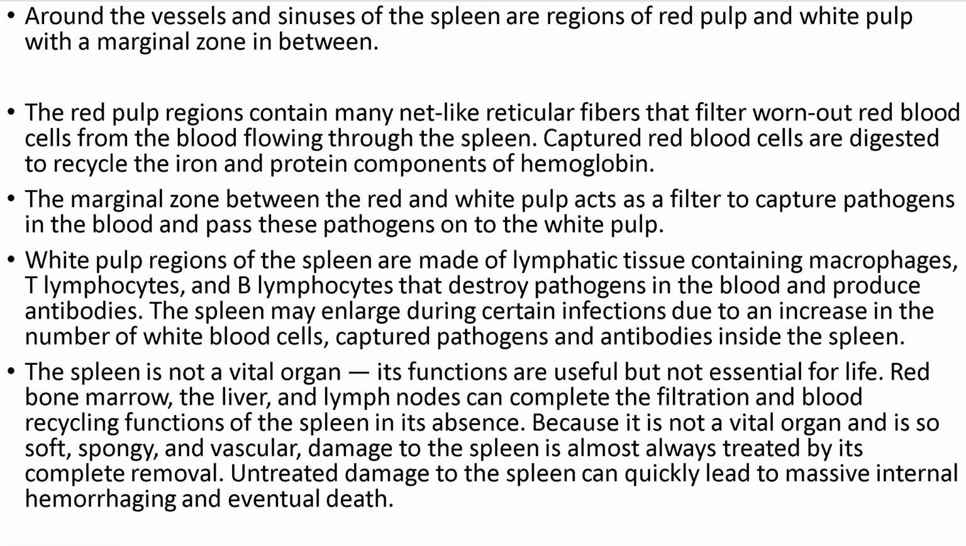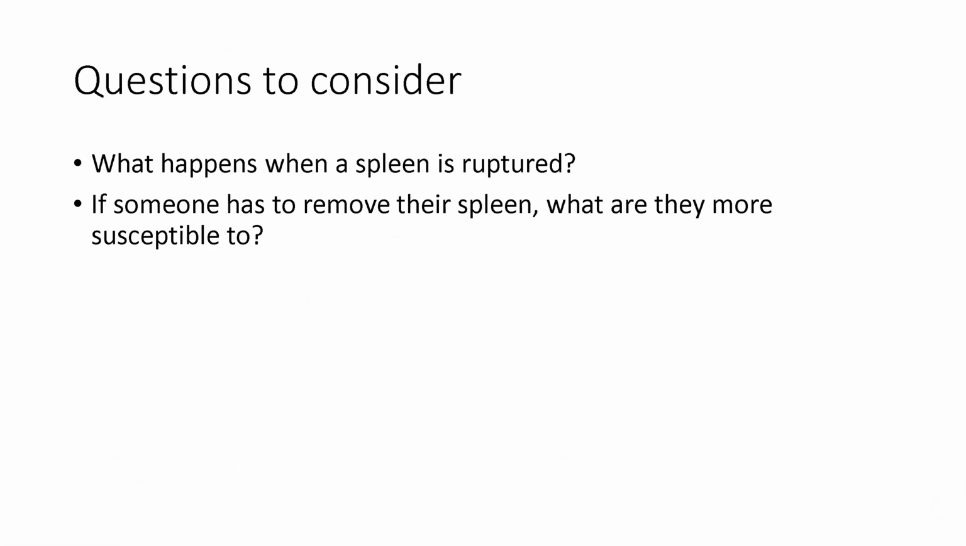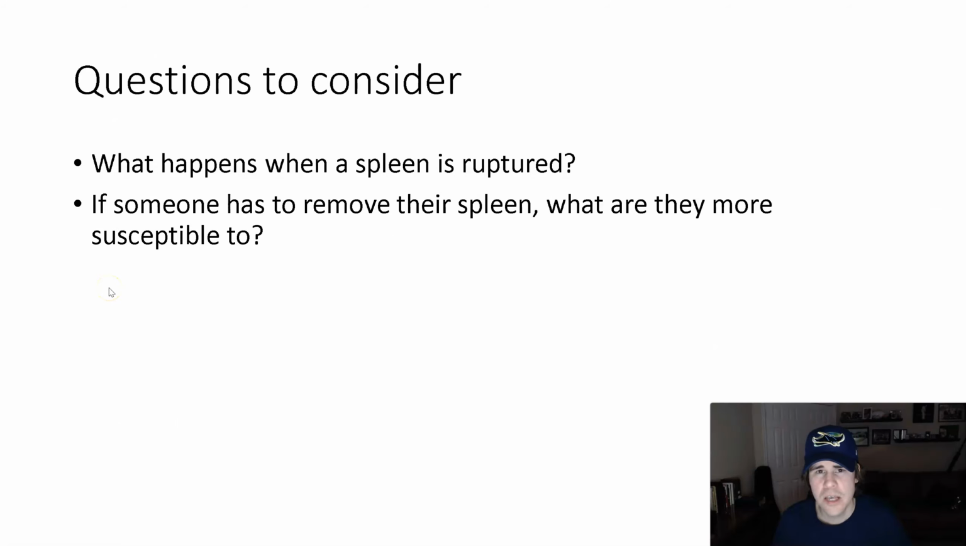So that is some questions I want you to consider as we wrap up this video. What happens when a spleen is ruptured? Like, what type of activities does this involve usually? What exactly happens when it's ruptured? Is it like, where does it rip, or is there more of a common spot where it is damaged? And then if someone has to remove their spleen like my friend did, what are they more susceptible to? How do they have to change how they live? So the spleen, not vital, but helpful. And so I hope you benefit from looking those questions up.